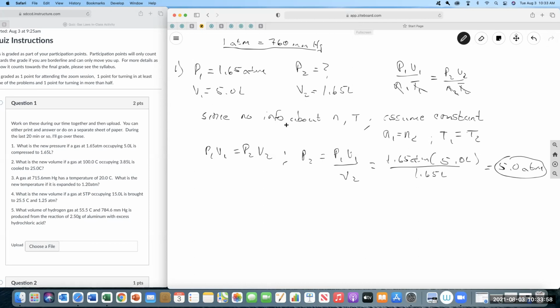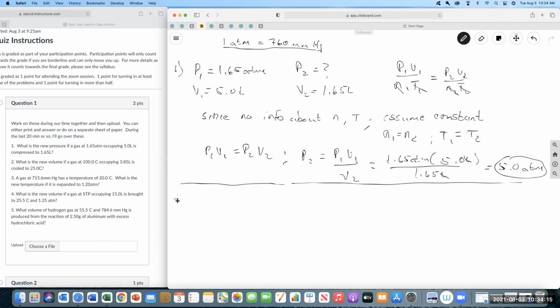Also, you can ask, does my answer make sense? I squeezed it down to a much smaller volume, so the pressure should go up. And it did. And see how the units work? Make sure your units work.